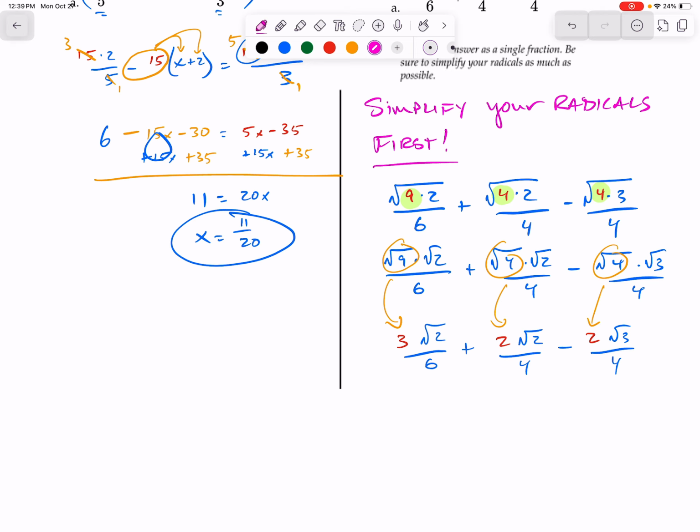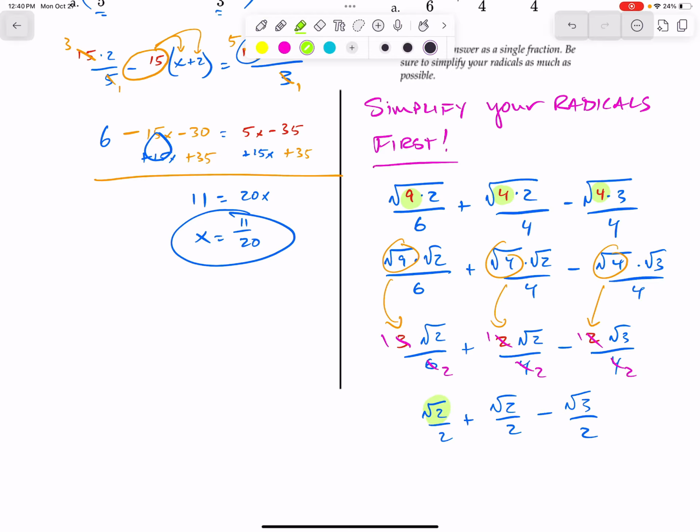And now I can simplify. Well, 3 goes into 3 once, goes into 6 2 times. There we go. So what I'm left with is root 2 over 2 plus root 2 over 2 minus root 3 over 2. Well, these two things are the same, so they become 2 root 2 over 2 minus root 3 over 2.